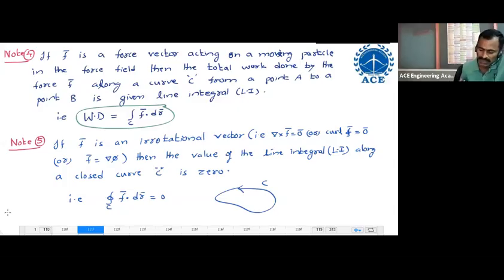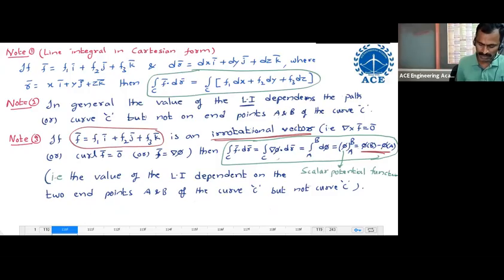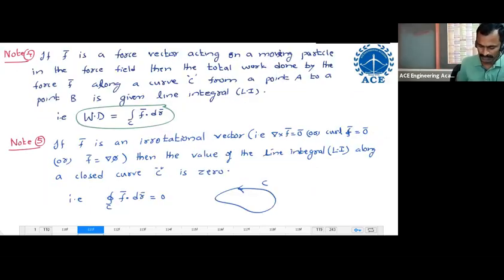So that is integral over C f bar dot dr bar. Suppose the given curve is a closed curve. Then the integral value is 0 when the function is irrotational. If the function is irrotational and the curve is closed, the value of the integral along the closed curve is always 0. That's all. These are the standard results, note points 1, 2, 3, 4, 5. Now we do the problems on this.